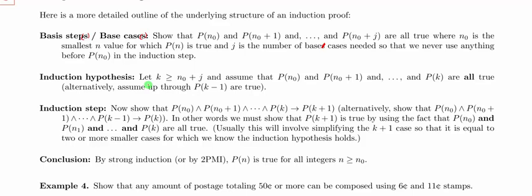However, it's more likely that when you're using strong induction, you may run into a situation where you need multiple base cases. Then in your induction hypothesis, and this is the primary difference, you're assuming that you have a k value greater than or equal to n sub 0 plus however many base cases you need to shift things down by. But you're assuming that P of n sub 0 and P of n sub 0 plus 1 and all of these up to P of k are all true. So you're not just assuming that P of k is true.